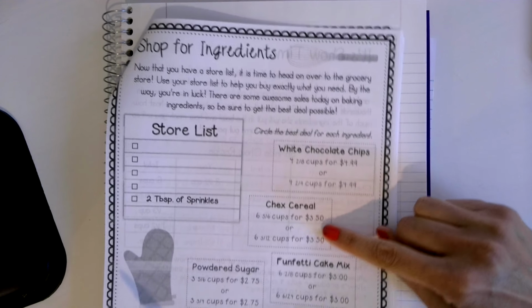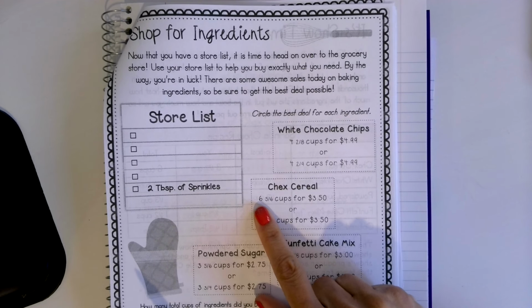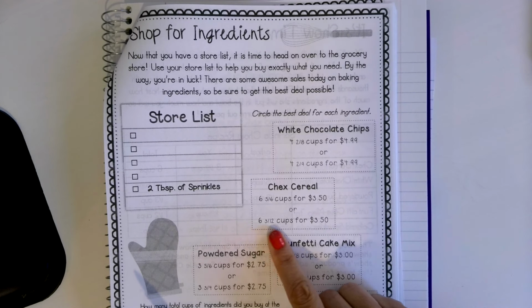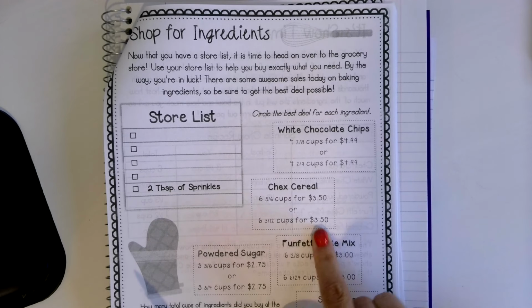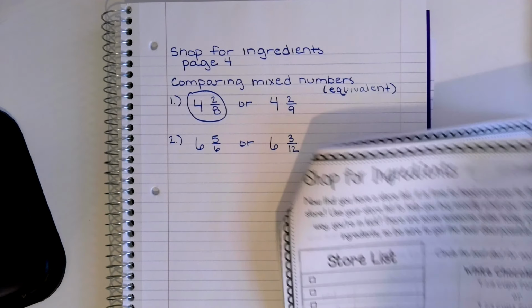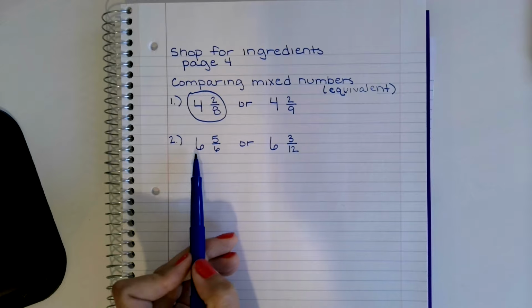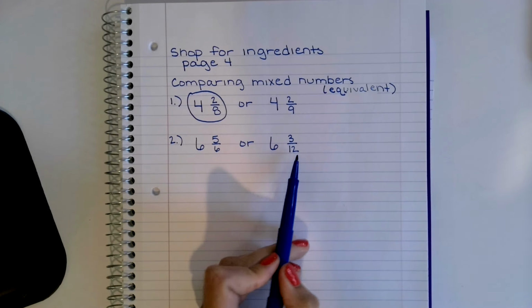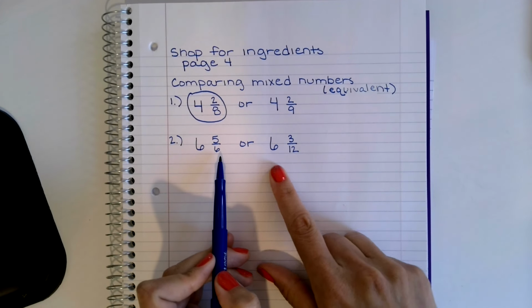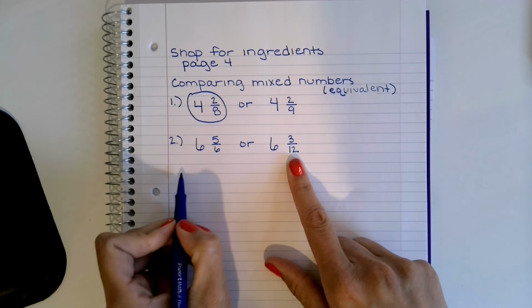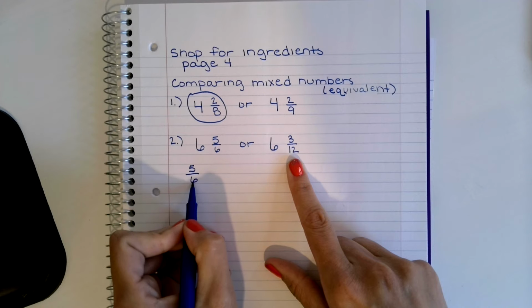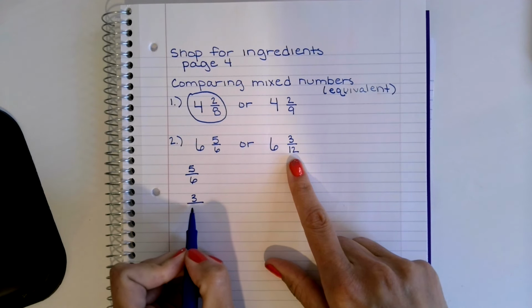Okay, so the next one is for Chex cereal. You have 6 and 5/6 cups for $3.50, or 6 and 3/12 cups for $3.50. The cost is the same, so we want to know which one of these is larger. I went ahead and wrote it down again: 6 and 5/6, or 6 and 3/12. We don't need to compare the whole numbers because they're the same. We need to just compare the fractions. So I'm just going to write down the fractions: 5/6 and 3/12.